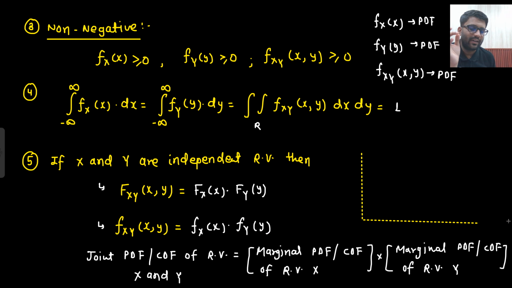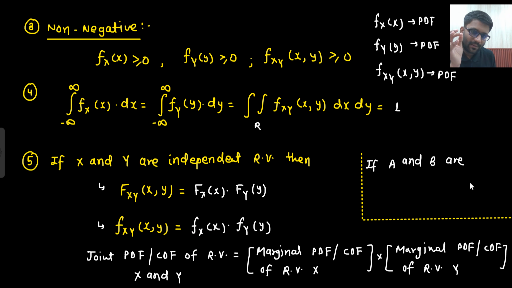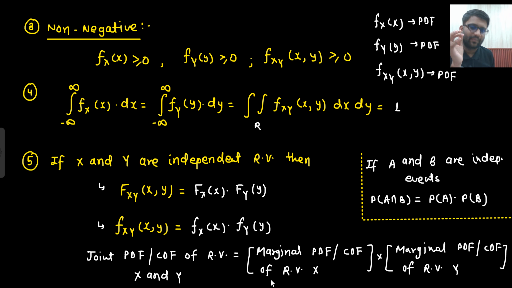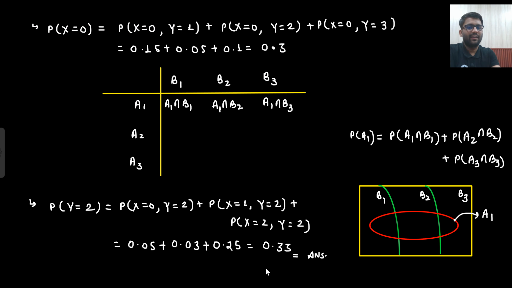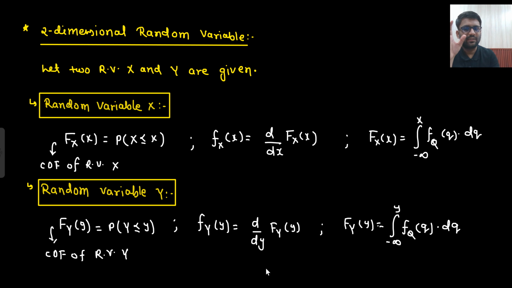Okay, so for independence, what did we write? If A and B are independent events, probability of A intersection B is equal to probability of A times probability of B. Right? All good? All fine? So let's revise whatever we have studied till now. Not too much, we are just revising it.